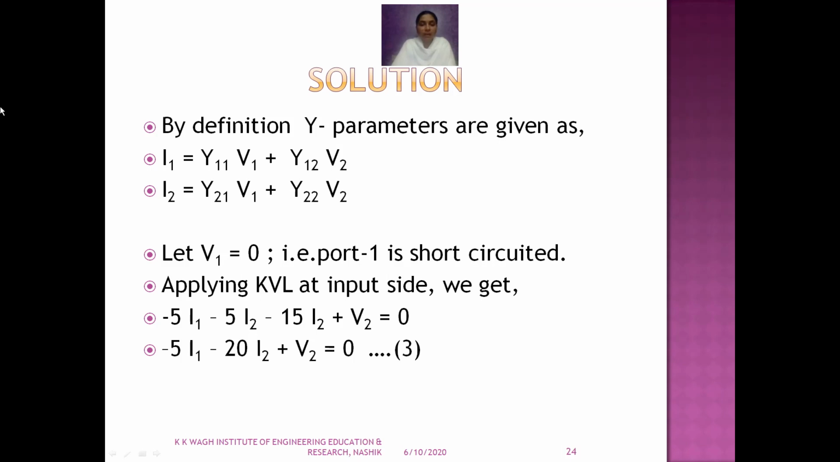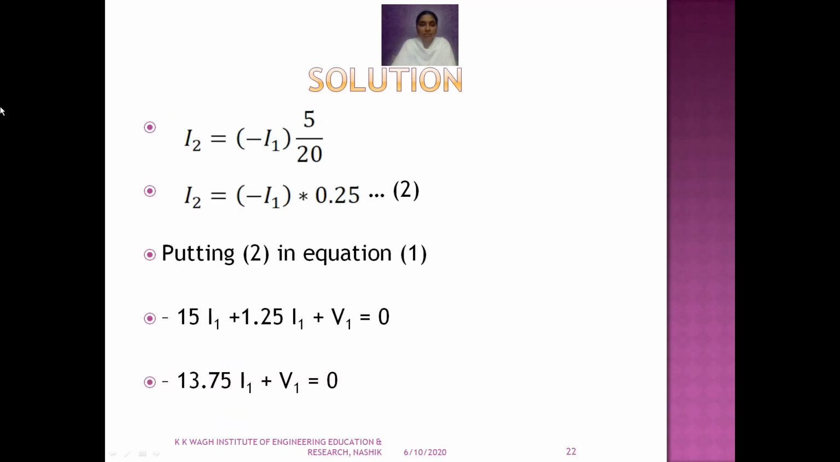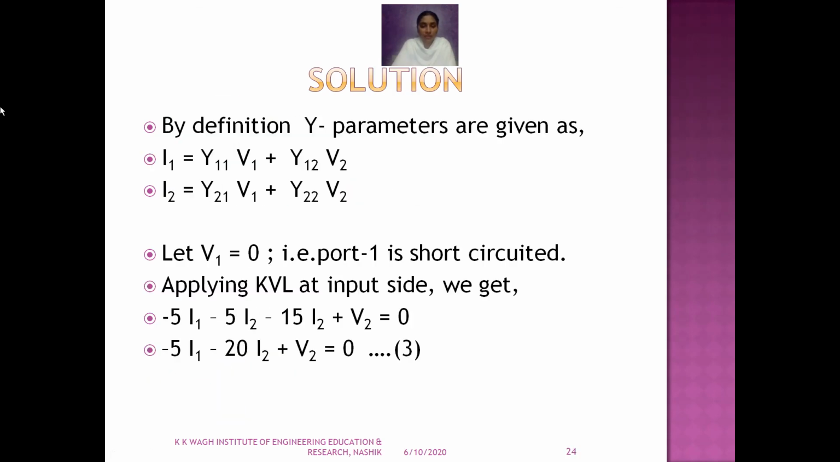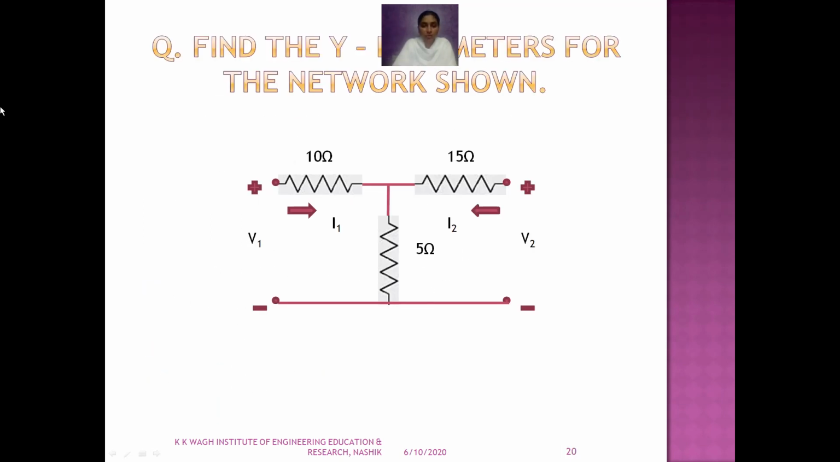Now we will apply KVL at the right side loop. If I apply KVL to the right side loop, the equation that I obtain is minus 5 I1 minus 5 I2 minus 15 I2 plus V2 is equal to 0. Again, combining the I2 terms, minus 5 I1 minus 20 I2 plus V2 is equal to 0, calling this equation 3. I will now write the current division rule for I1 in terms of I2.